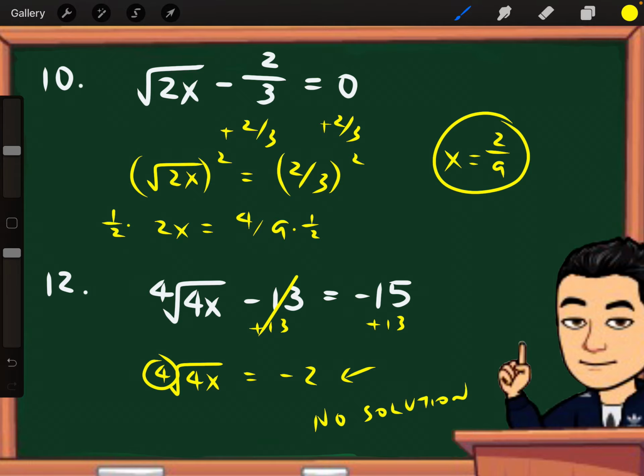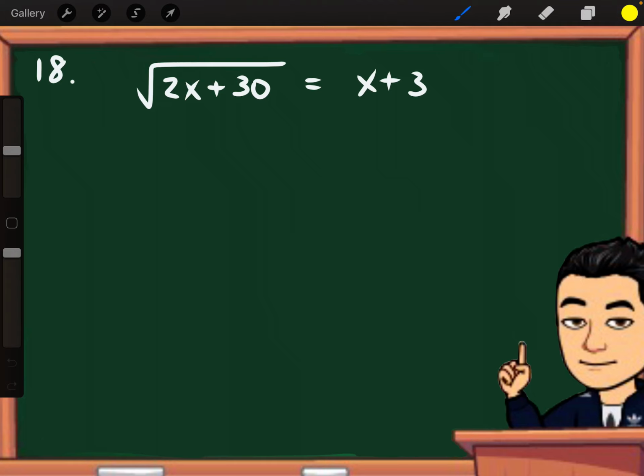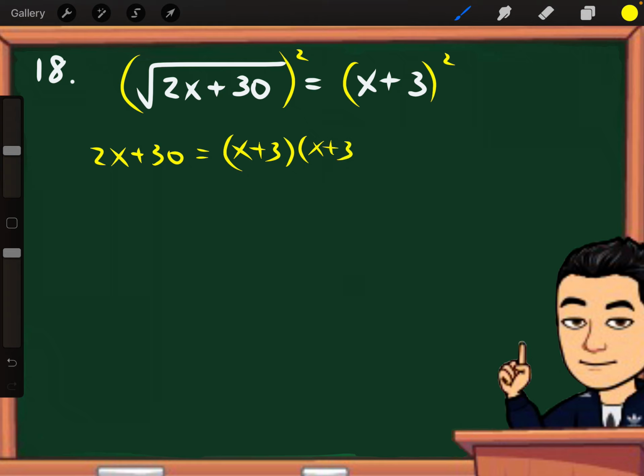Okay, so let's check out the next one, number 18. All right, so here we go. Now do the same thing, right? You're going to be squaring both sides. So on the left side, it's going to be simple. It's going to be 2x plus 30. On the right hand side, it's going to be x plus 3 times x plus 3, and you're going to have to FOIL it. Okay, so you FOIL it, you're actually going to get, let me erase this whole thing, x squared plus 6x plus 9.